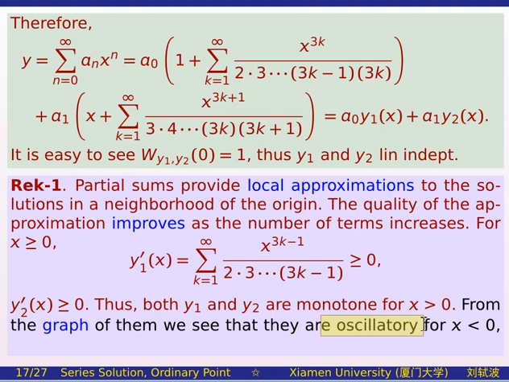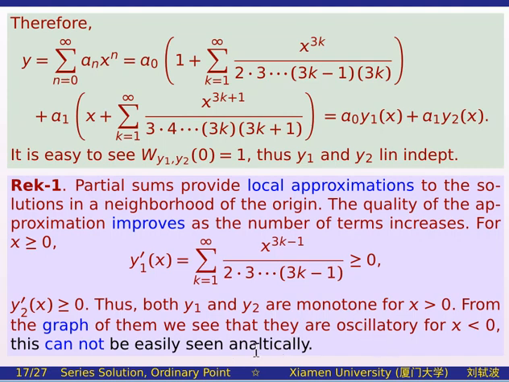But this could not be seen analytically from the power series expression for y, or even for the derivative of y. We could not find analytically that the solutions are oscillatory. But from the graph of the solution, we can discover this property of the solution. But analytically, we could not draw such a conclusion from the expressions of y1, y2, and their derivatives. Okay.